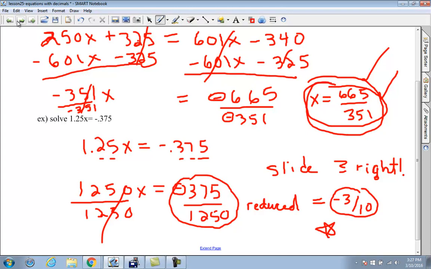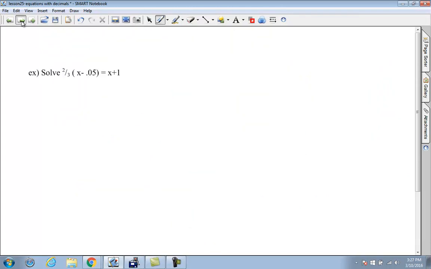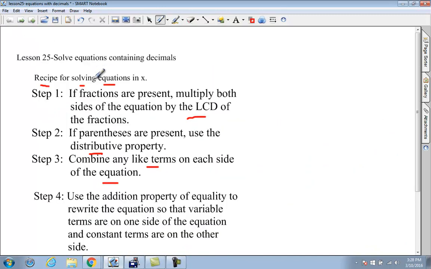Okay, and then I think we have one more. Yes, one more. So I move to the next slide. Now what you're noticing here is that I've kind of got a mixed bag, right? I've got a fraction, a decimal, whole number, an integer. Yeah, I've got all kinds of things. But the recipe, if you look back at that original recipe, let me go back. See, it says if fractions are present, multiply by the LCD.